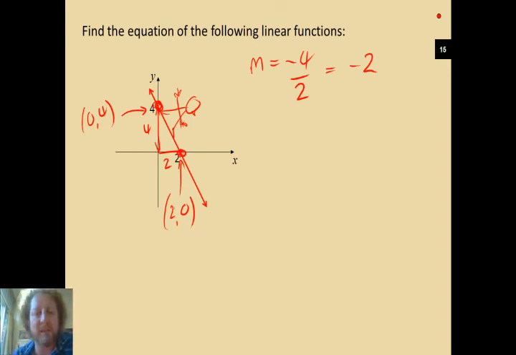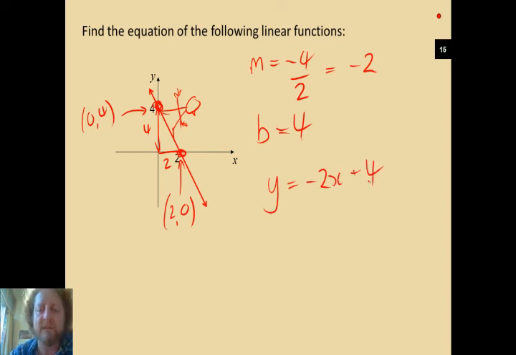But there's something staring at us in the face. What's the y-intercept of this line? 4. We can see it. It's actually marked on the picture. My gradient's minus 2. My y-intercept is 4. We're done here. y equals mx, which is minus 2x, plus 4. That's the equation of this line. Gradient of minus 2, y-intercept of 4.